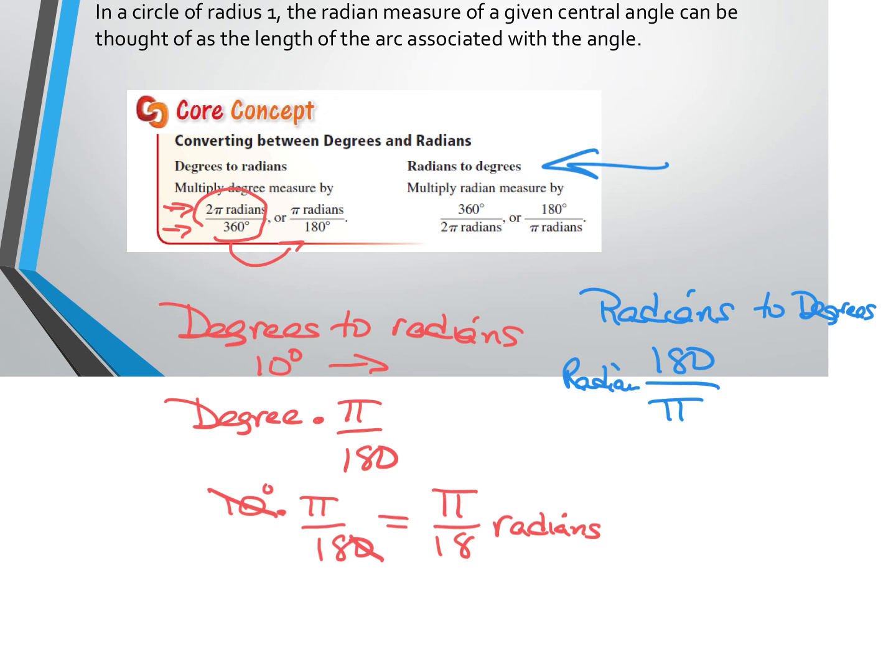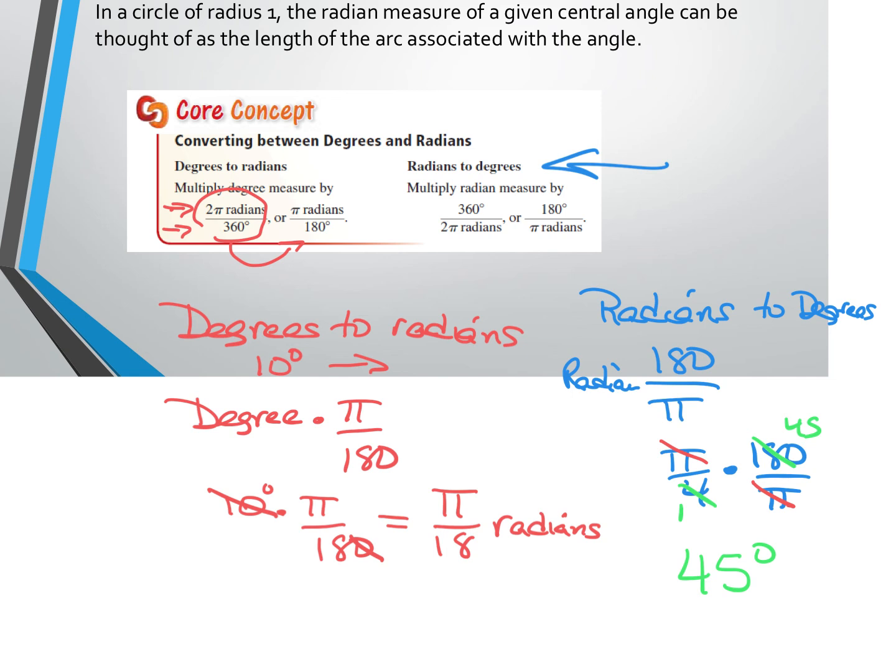So for example, if I have a radian measure, and let's say it's pi over 4, and I want to convert that to degrees, I will take that and multiply it by the conversion. Notice the pi's cancel, and then I just have to divide 180 by 4. 4 goes in here once, 4 goes in here 45, so it's 45 degrees.